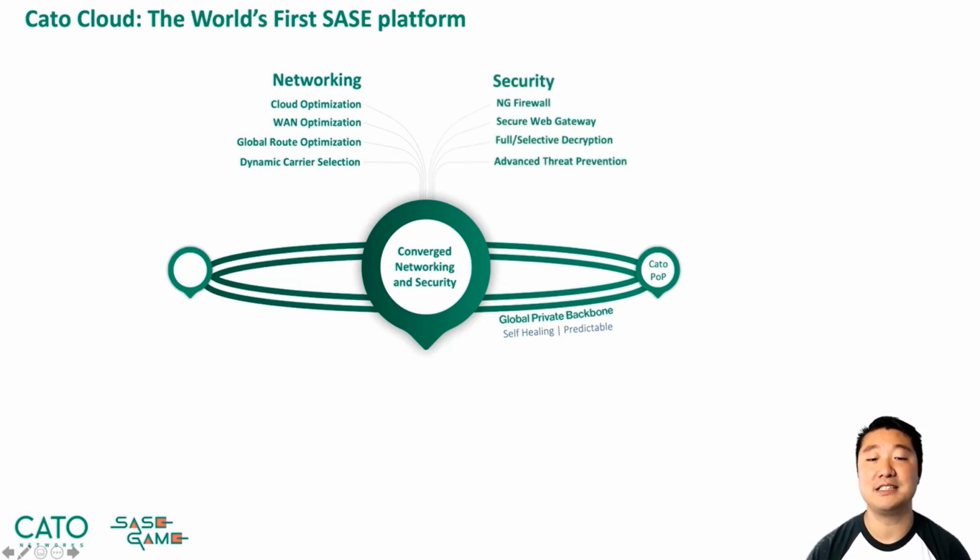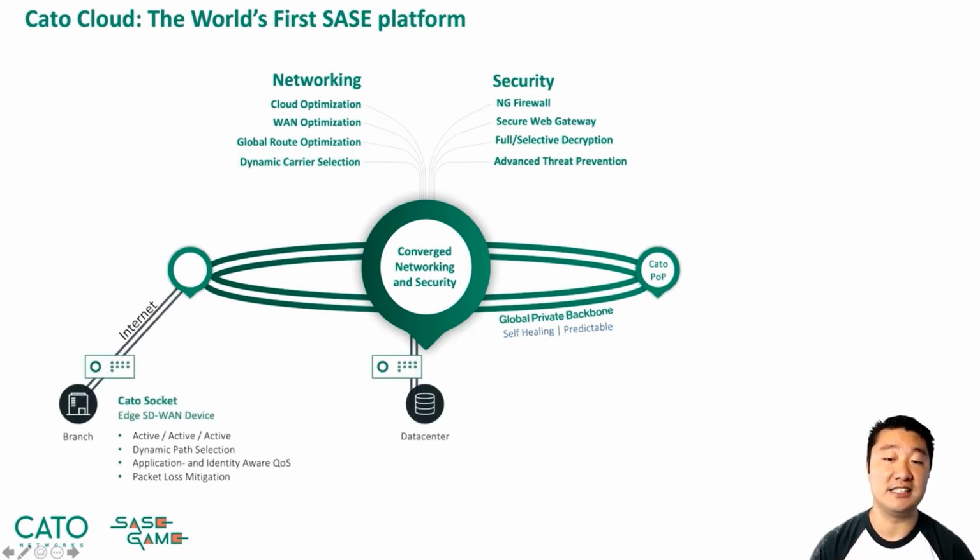Cato then inspects packets for security. All traffic, including encrypted traffic, is inspected by multiple security engines. These include next-generation firewall with application awareness, secure web gateway with URL filtering, and advanced threat protection with next-generation anti-malware and IPS. Security policies apply to all resources, including physical locations, cloud resources, and mobile users.